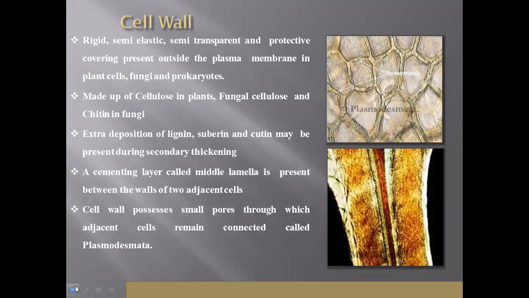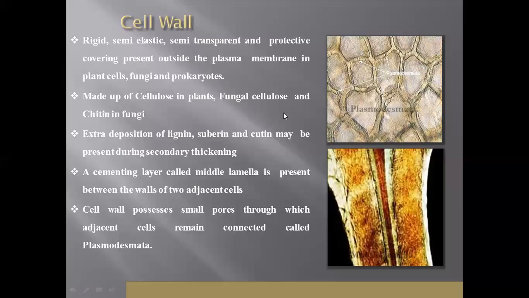We call this chitin. Actually, it's called chitin. And in the secondary wall, you will also find the lignin, suberin, and cutin. A cementing layer called middle lamella is present between the walls of two adjacent cells.